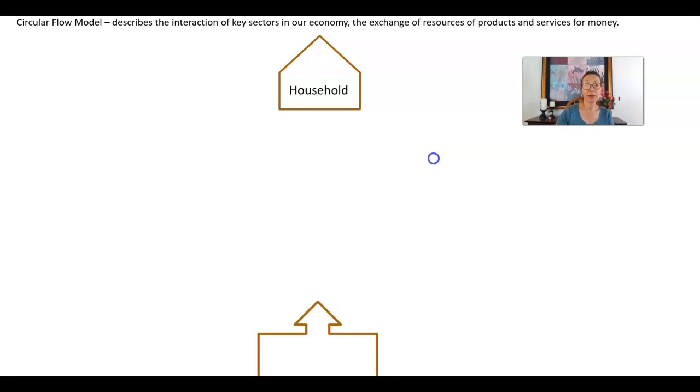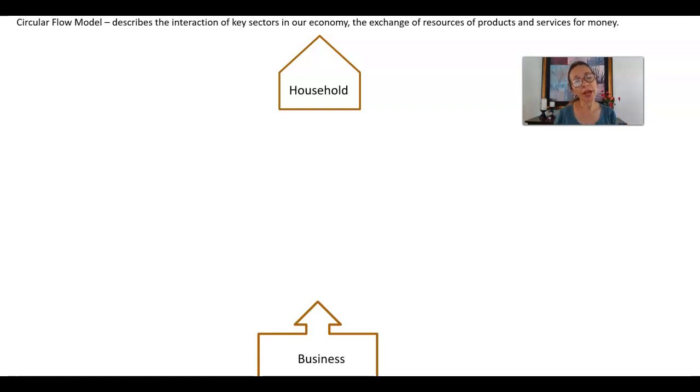Okay, one key sector is called the household sector. So you and I are both part of the household sector. It's individuals or groups of people living together. Then we have the business sector. And the business sector is all the businesses that are organized and produce products or services. Now, the household sector owns key resources. The household sector is considered to own all the land, labor, capital, and entrepreneurship.